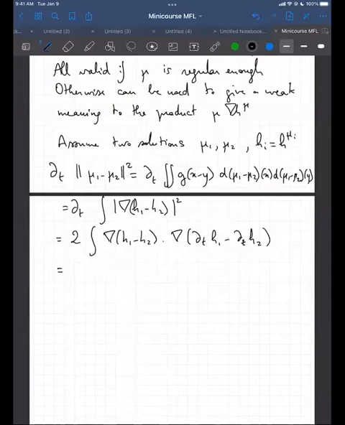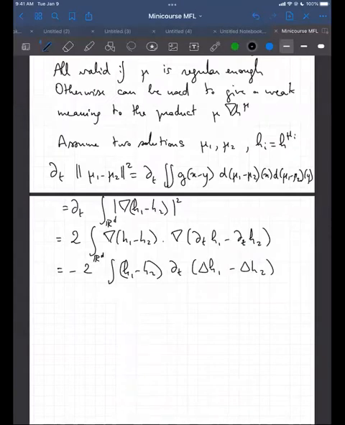So by Green's formula, and I told you last time, I can justify that there are no boundary terms at infinity, so this is all over Rd. This is going to become minus 2 integral of h1 minus h2 dt Laplacian h1 minus Laplacian h2. And this is very good, because now the Laplacian of h is mu up to some constants, so this is one over C_d. The integral of h1 minus h2 dt mu1 minus mu2.